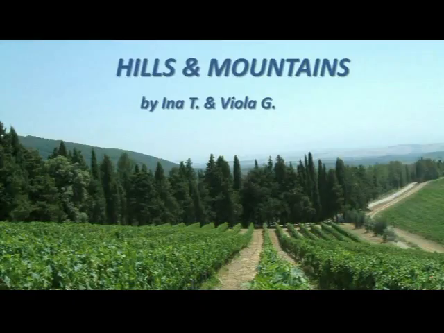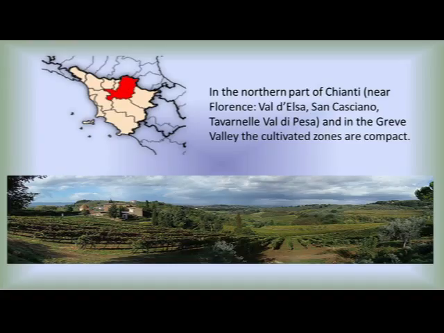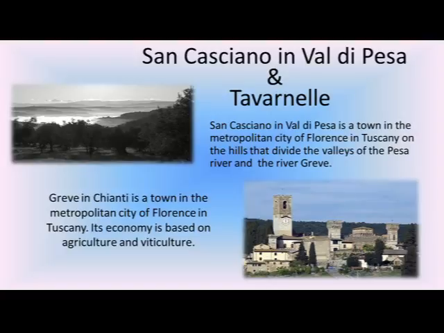Hills and Mountains by Ina and Viola. There are hills from west to east towards the Monte del Chianti. These are covered with olive groves and vineyards and other cultivation with some woods. In the northern part of Chianti, near Florence, Valdelsa, San Casciano, Tavernelle, Valdipesa, and in the Greve Valley, the cultivated zones are compact.